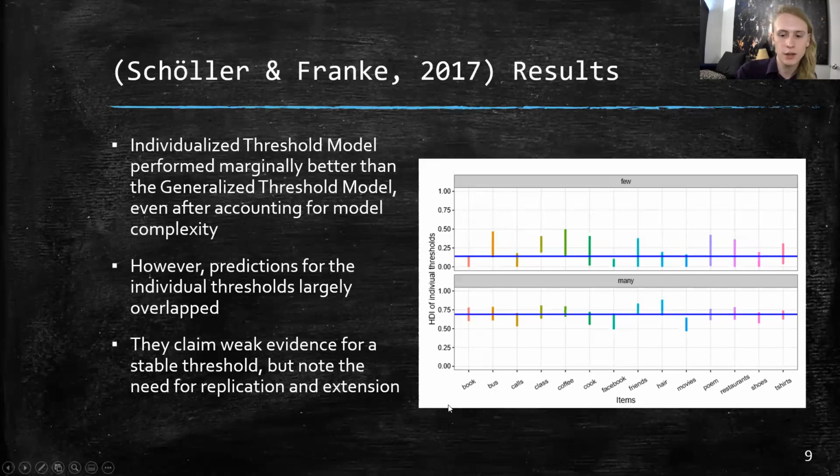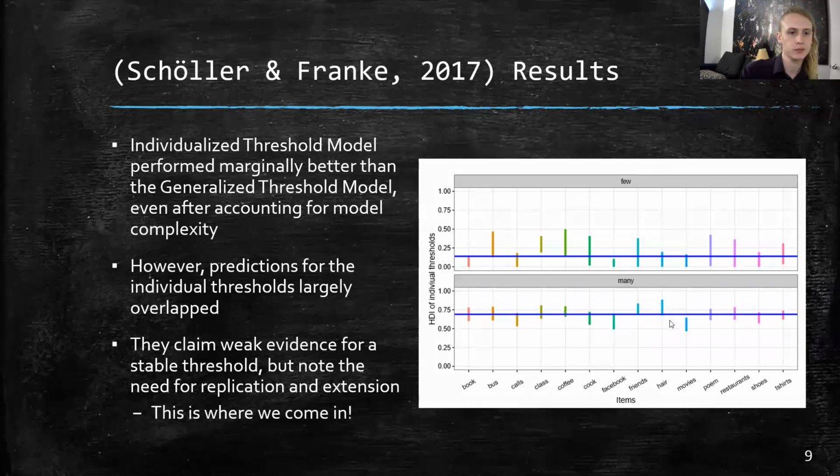So if you look at this graph here on the x-axis, we have all of the different contexts, right? Pages in a book, passengers on a bus, and each of these colored lines represents the credible interval for the estimate of the theta value for that context. And we can see that these are highly overlapping. For both few and many, nearly all of the contexts share some threshold. So this is some weak evidence that they claim for a stable threshold, but they note the need for replication and extension, which is exactly where we come in.